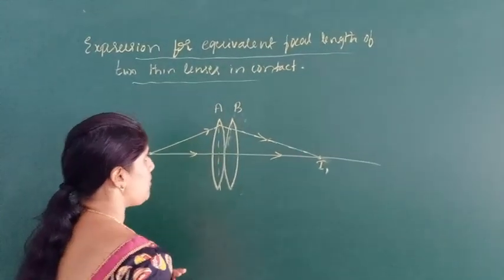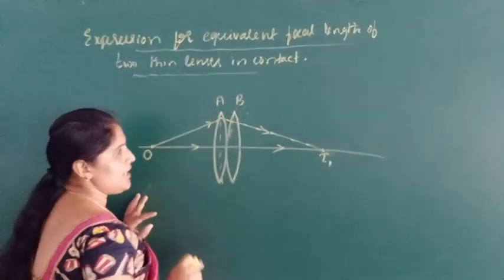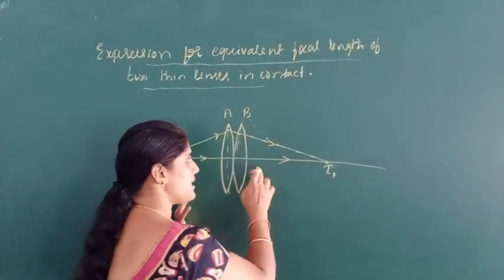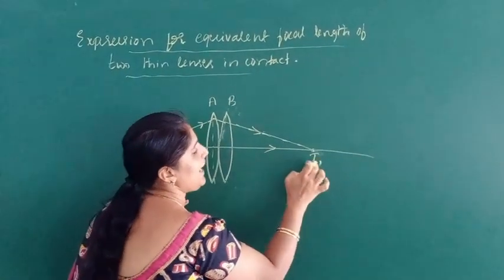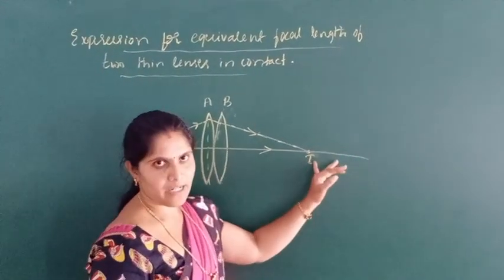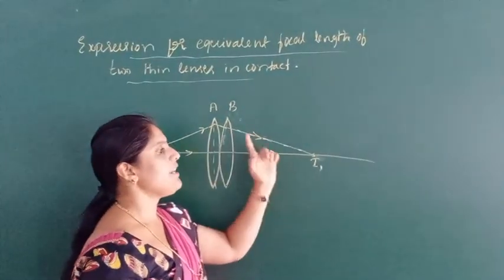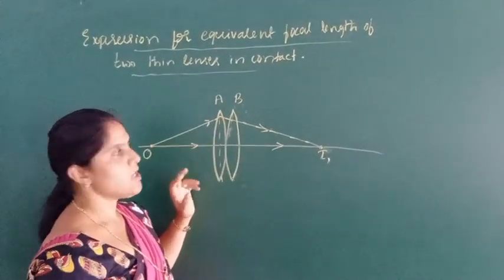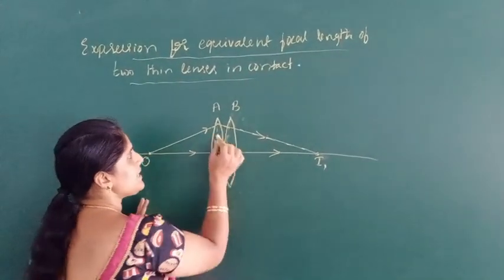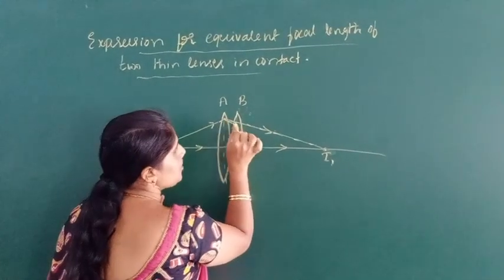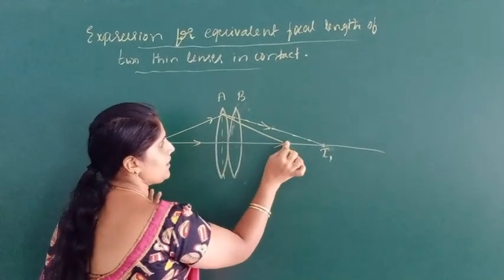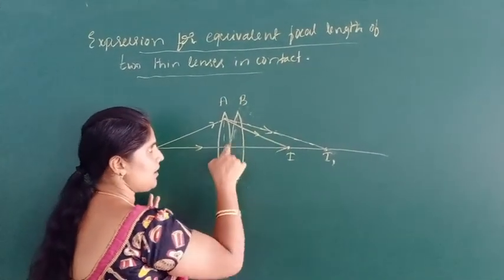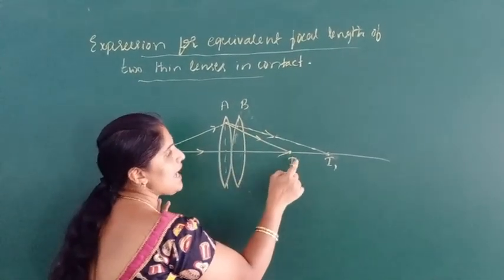Suppose the second lens is present. Then for the second lens, this I1 acts as a virtual object. For the second lens, I1 itself acts as a virtual object, and the image is produced somewhere here. So this is the image produced with the second lens, that is I.